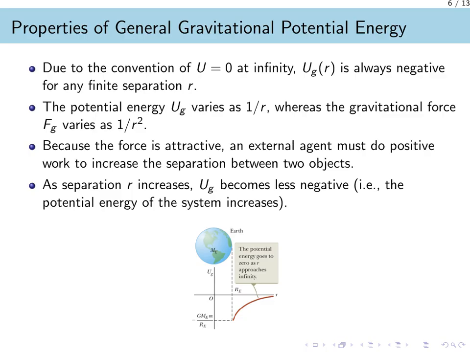Since it starts from a negative value, increasing it means it becomes less negative, moving closer and closer to zero. Do not confuse this with the force. The gravitational force varies as 1 over r squared, while the potential energy varies as 1 over r. In short, for any two objects bound by gravity, their potential energy is negative and increases towards zero as they are pulled apart.